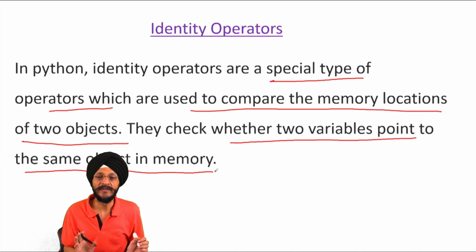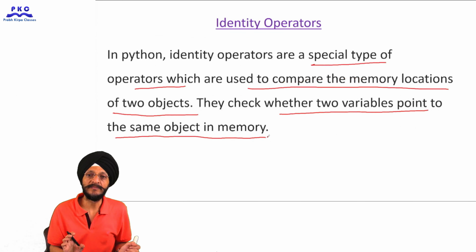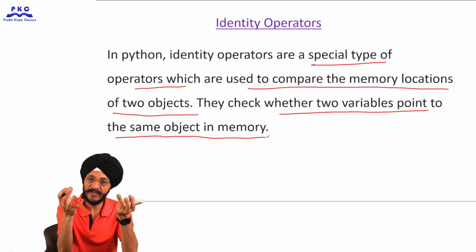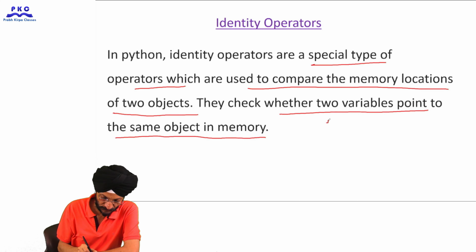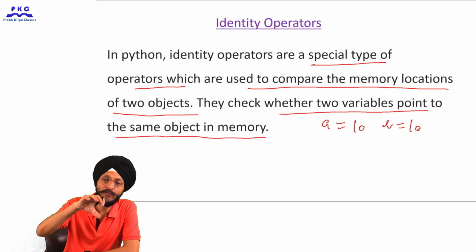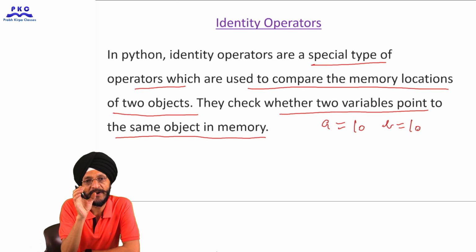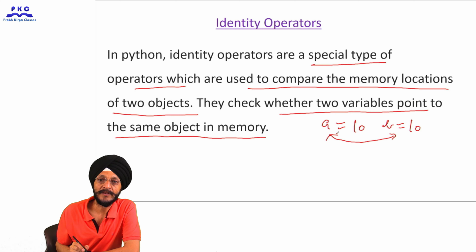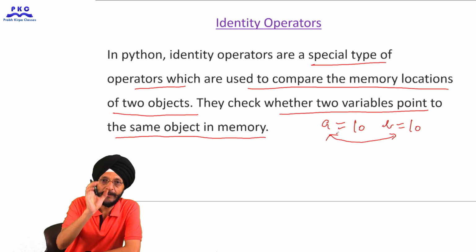This is the theory. It does not come into understanding what it means. We understand the same with the help of examples. Suppose we say A is equal to 10, B is equal to 10. The identity operator will find out whether both these variables point to the same object in memory.